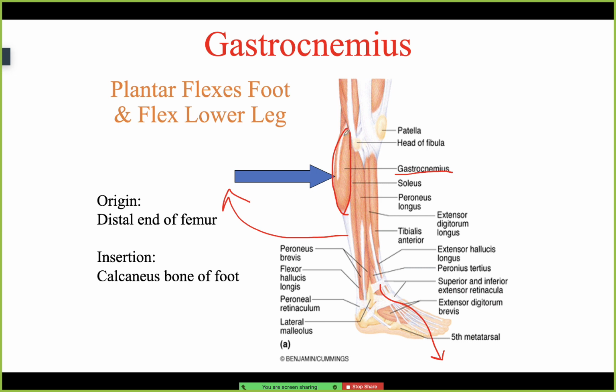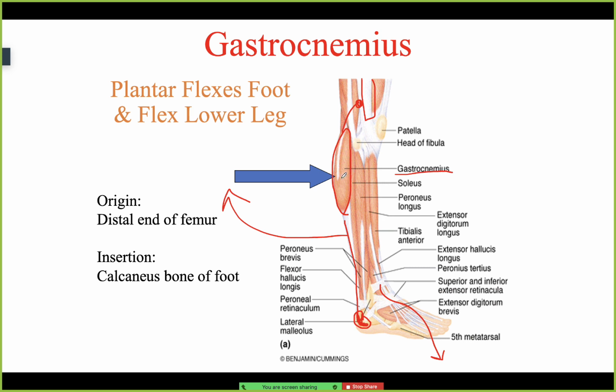Its origin is the distal end of the femur. So the femur is up here. It binds here. And the calcaneus bone of the foot, which is here. So this huge tendon is going to come down and bind at the calcaneus of the foot. So this is your gastrocnemius.